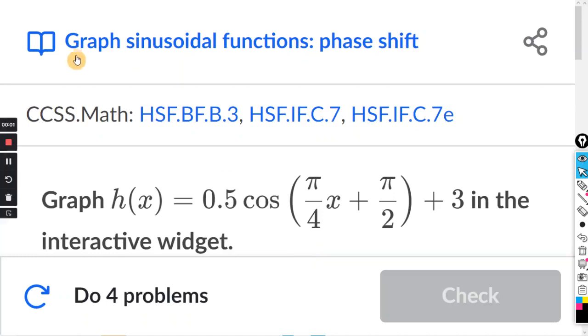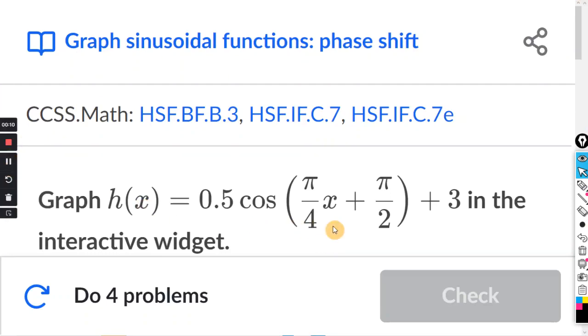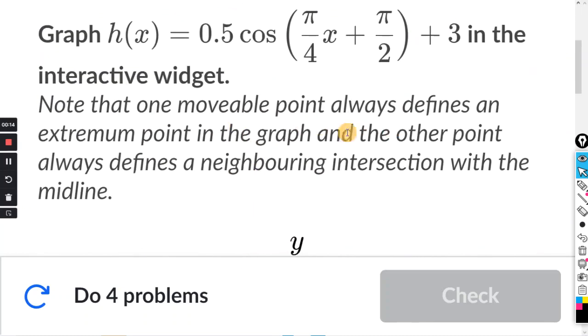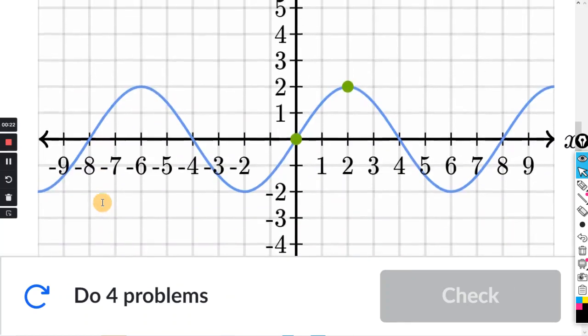This will be for the Khan exercise, graph sinusoidal functions, phase shift. All right, they want us to graph this function here in the interactive widget. One point always defines an extremum, that's a minimum or a maximum, and the other point always defines a midline. All right, so there you go.